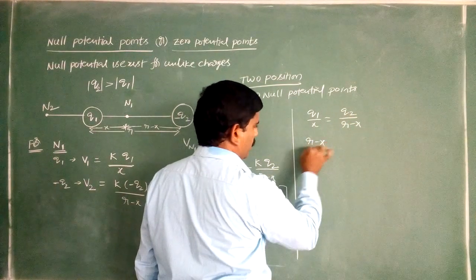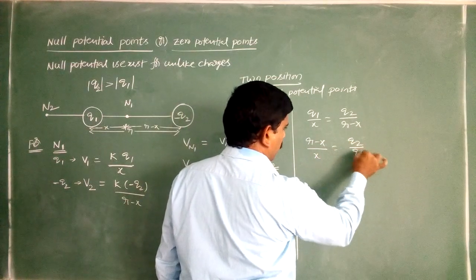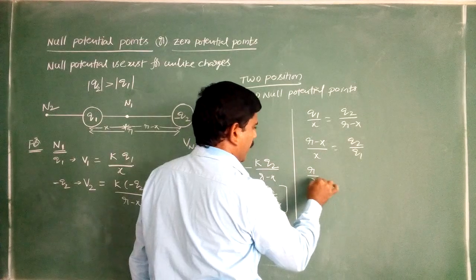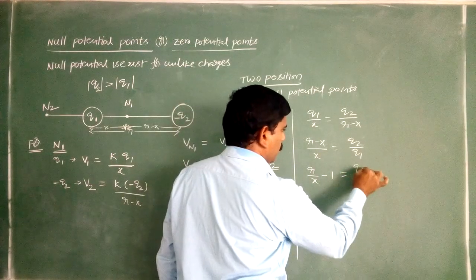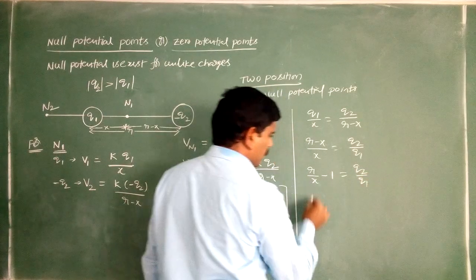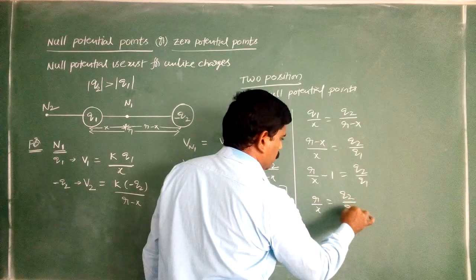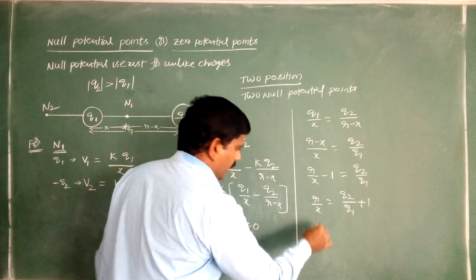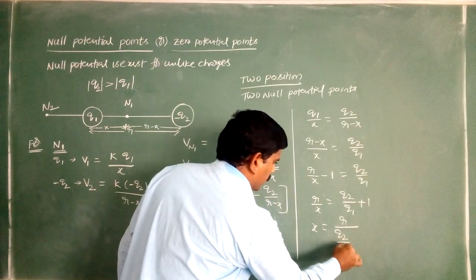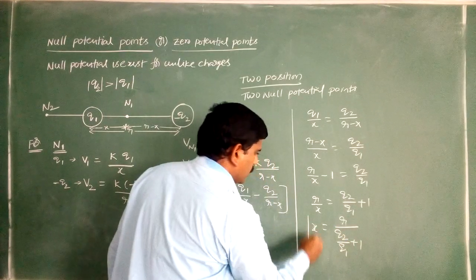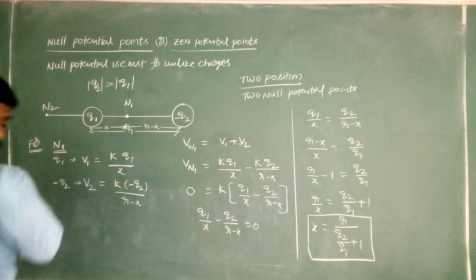Rearranging, R minus X by X is equal to Q2 by Q1. From this, R by X minus X by X is equal to Q2 by Q1. So R by X is equal to Q2 by Q1 plus 1. Here X is equal to R by (Q2 by Q1 plus 1). This is the position of the null point N1.